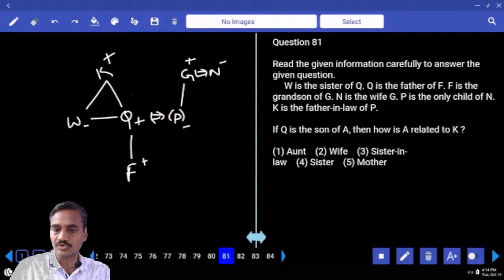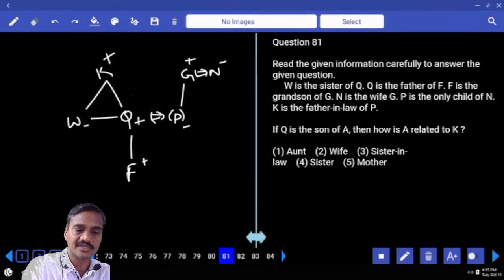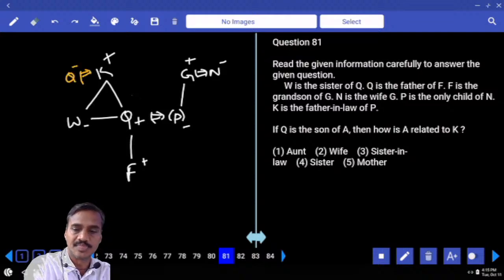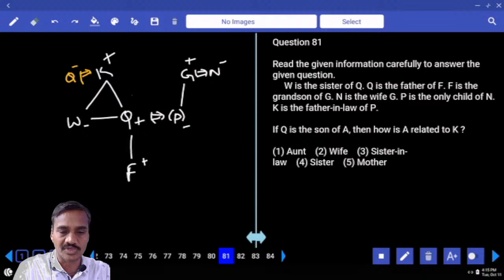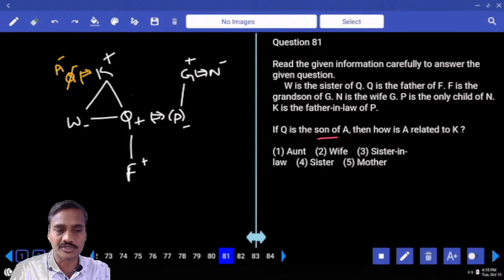Then if Q is the son of A, who is this Q? Son of A. A ki son అన్నాడు. A ki son అంటే Q and K must be married to each other. Then how is A related to K? How is this A related to K here? Now Q is the son of A, that means A is here. How is A related to K? Wife. Wife, choice 2, question number 81.